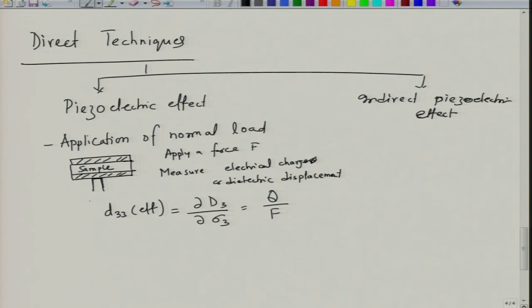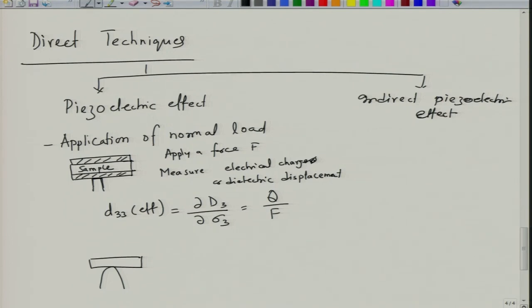Generally the pin tip is not flat, and the tip tends to be like this if you have a sample. So there is a problem in calculating the effective contact area, and secondly the electric field distribution within the sample is rather uncertain. But this is an easy technique to measure the piezoelectric effect.